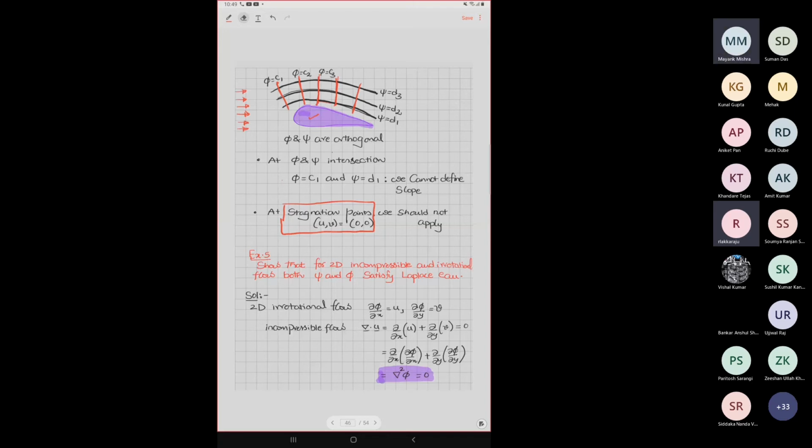So one more example we are going to look at. Show that in a 2D incompressible and irrotational flow. Incompressible meaning, by definition, d rho by dt is equal to 0. The material derivative of the density is equal to 0. The fluid particle should not get compressed or squeezed. It can deform.